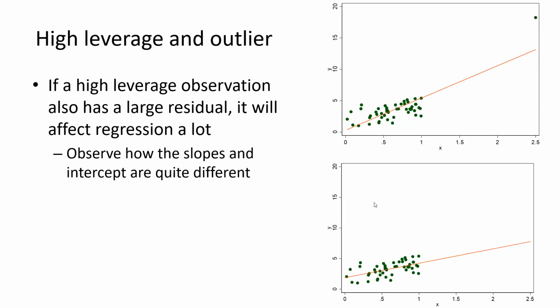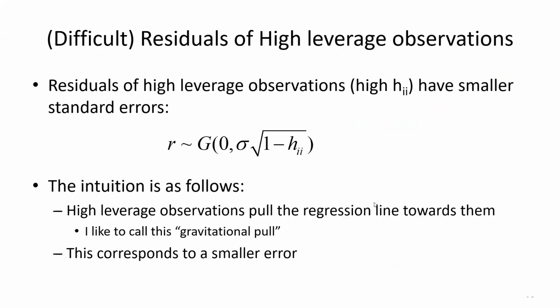So going back to that formula, high leverage means a high value of H_ii. So observations that have high leverage, 1 minus a fairly large value, means this is fairly small, really. So high leverage values have small standard errors. That may well seem counterintuitive.